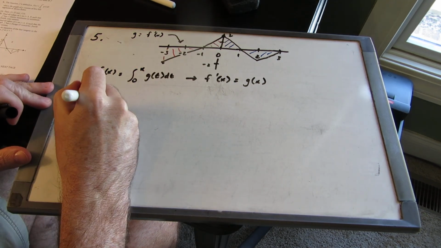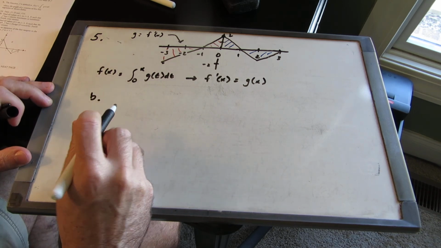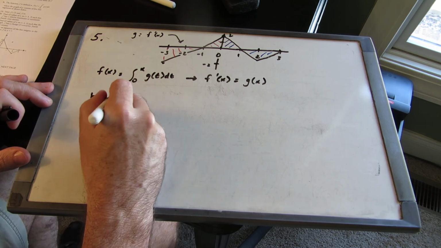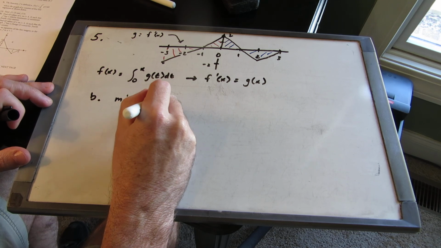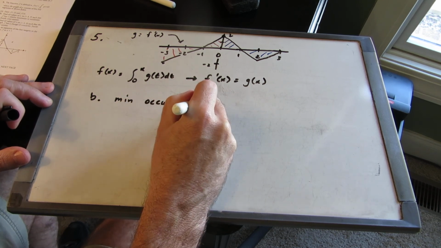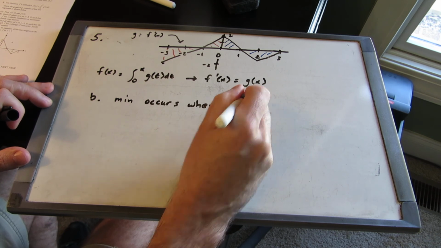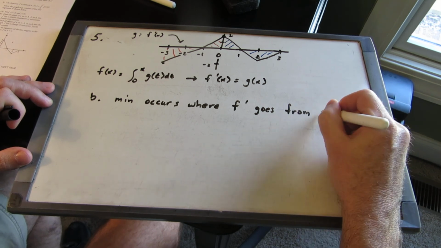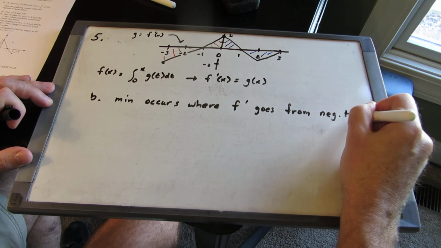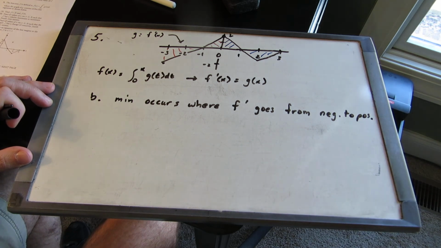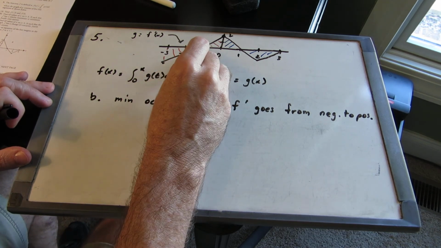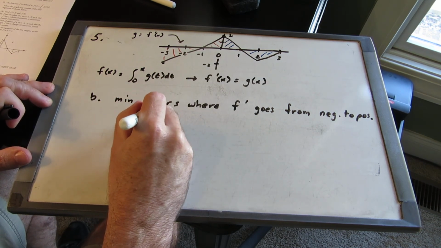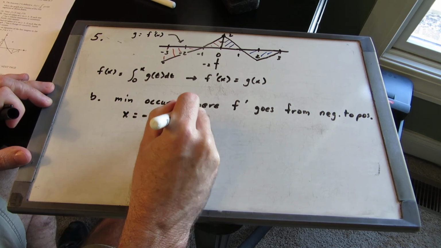Okay, part B. Find all values between -3 and 3 that have a max and a min. Okay, so a min occurs where the graph of the derivative f prime goes from negative to positive. Okay, negative to positive. Well, where's it go negative to positive? Right here at -1, and that is it. So at x equals -1, you have a min.